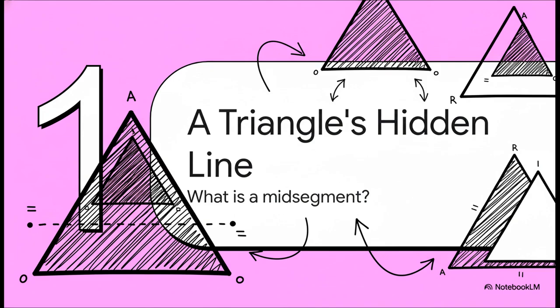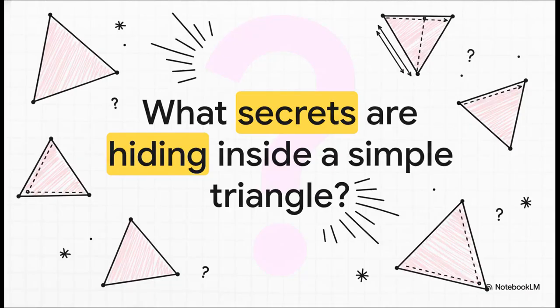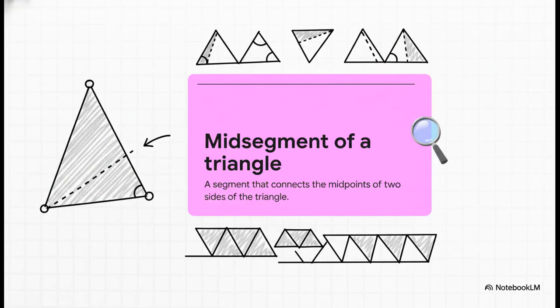First up, the basics. What exactly is this hidden line we're hunting for inside a triangle? You know, the secret isn't some lost treasure map or anything. It's actually a rule. Triangles might look simple on the surface, but they're built on this really elegant foundation of powerful geometric rules, and we're about to uncover one of the absolute most useful ones. And the hero of our story today is something called the midsegment.